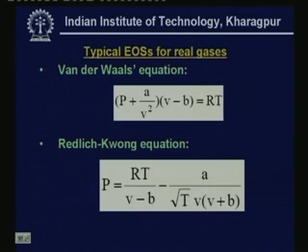The first one, as you know, is the van der Waals equation, and it is given by P plus A by V square into V minus B is equal to RT. So if you compare this equation with the ideal gas equation, you find two differences. Instead of P, we have added a term A by V square to the pressure, and this term A by V square accounts for the intermolecular forces between the molecules.